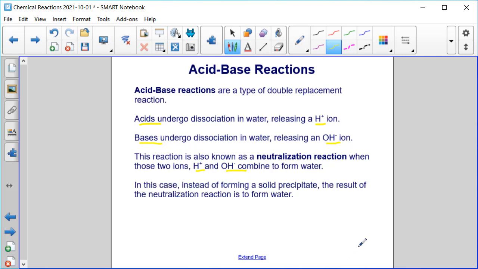This reaction is also known as a neutralization reaction because these two ions, the H+ and OH-, combine to form water. In this case, instead of forming a solid precipitate, which is what we would expect from the double replacement reactions that we've seen in another section, the result of the neutralization reaction is to form water.